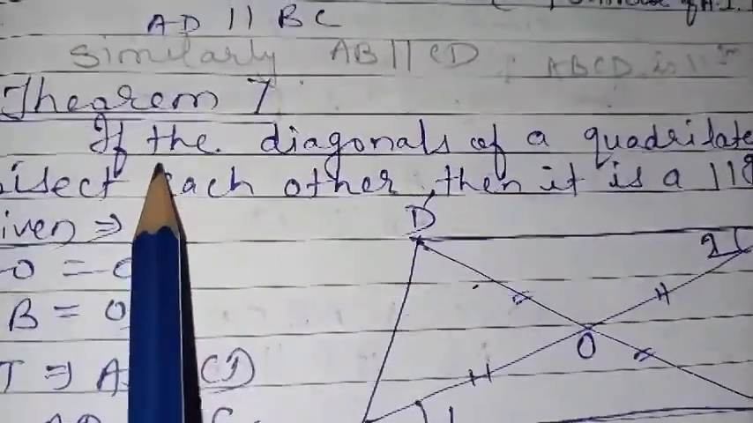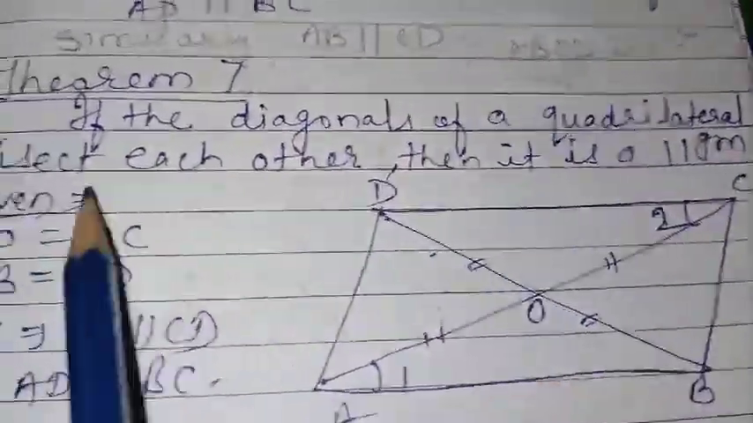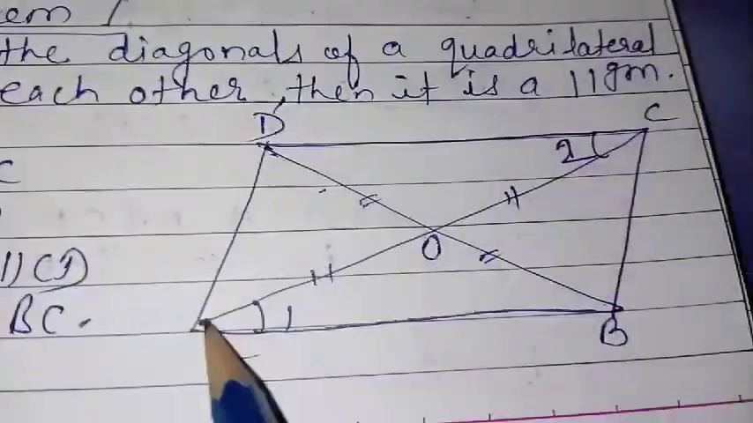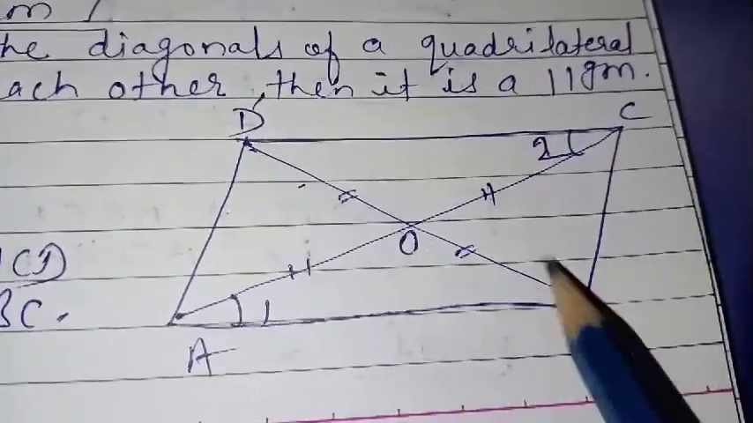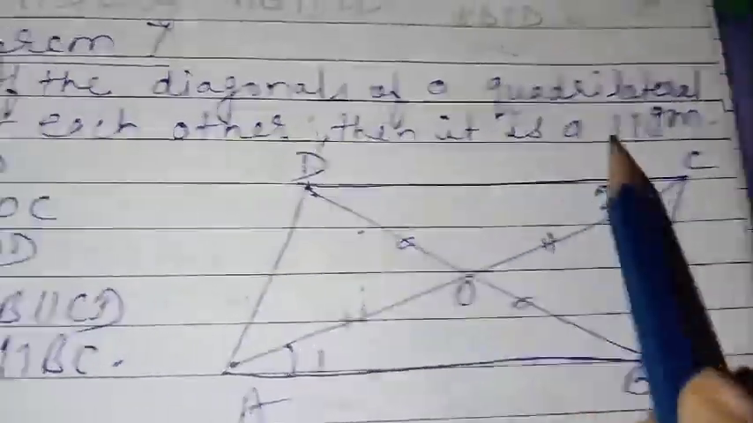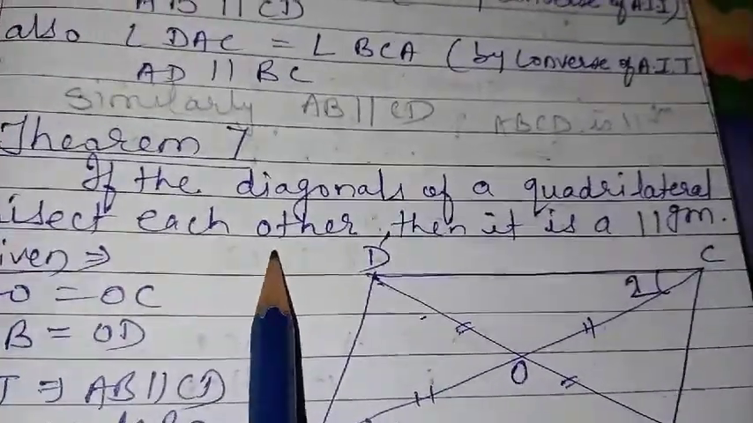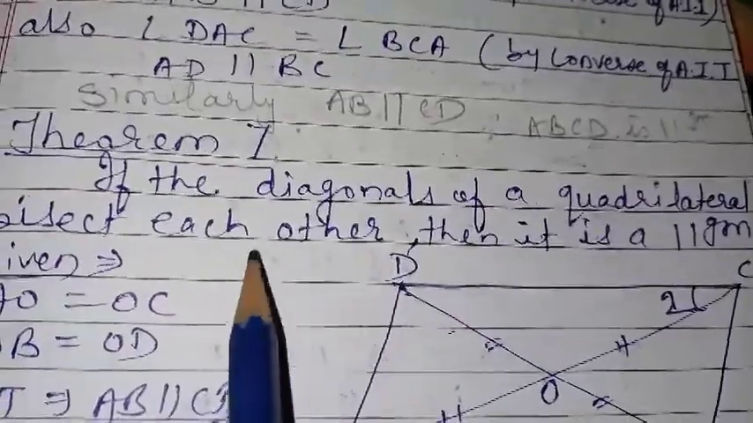Theorem number 7 says, if the diagonals of a quadrilateral bisect each other, meaning AO equals OC and BO equals OD, then it is a parallelogram. You know that these are the properties. In a parallelogram, the diagonals bisect each other.